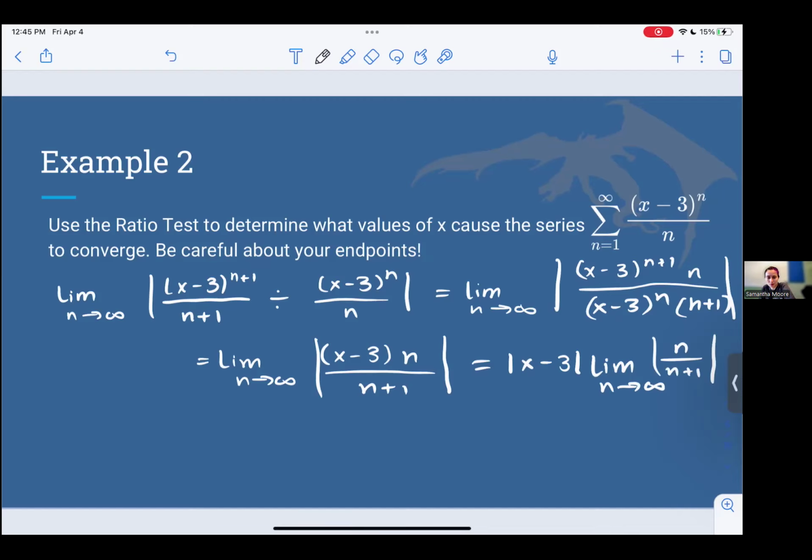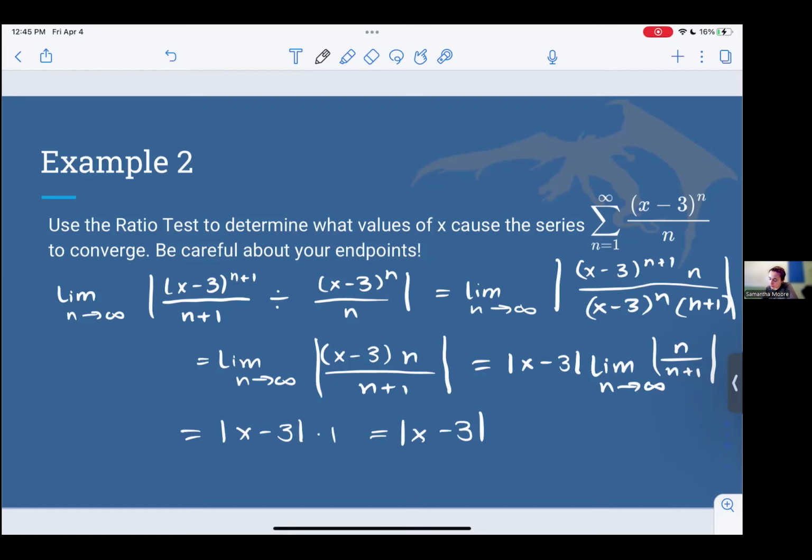The limit as n goes to infinity of n over n plus 1 is just 1, by turning on our pre-calc brains and thinking about the highest powers in the numerator and denominator. So we get that the limit equals the absolute value of x minus 3 times 1. In other words, the absolute value of x minus 3 is what we get from our ratio test. And we want our limit to end up being less than 1, right? That's what makes our ratio test converge.